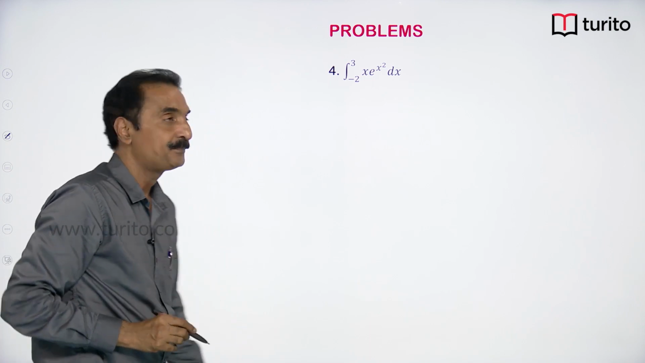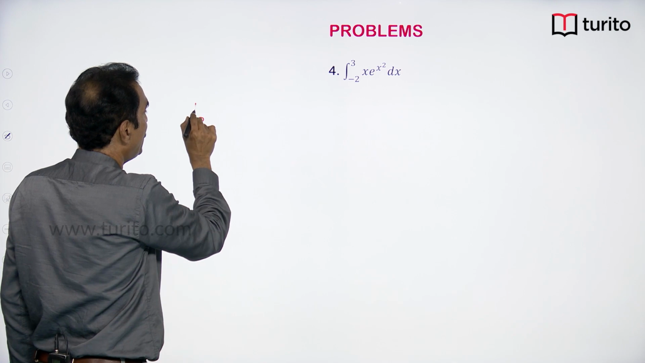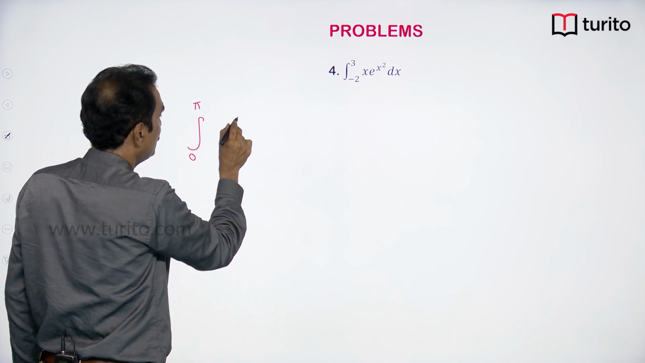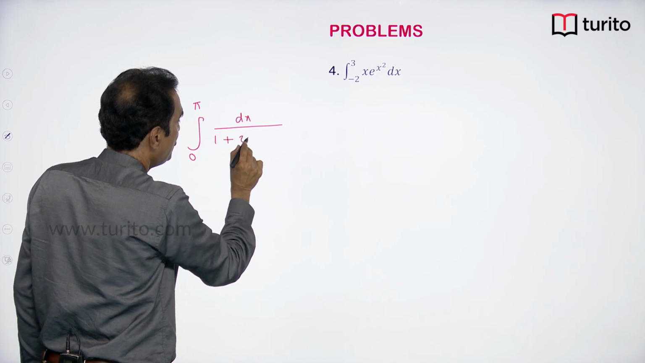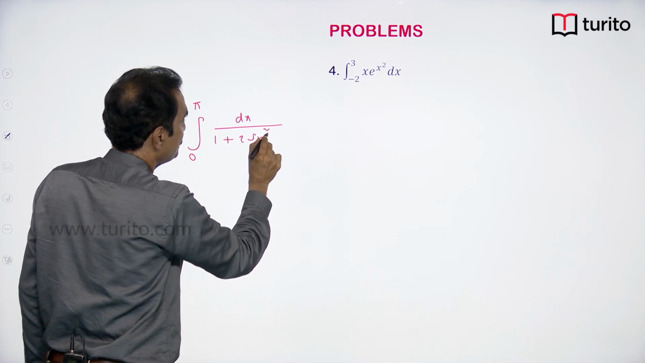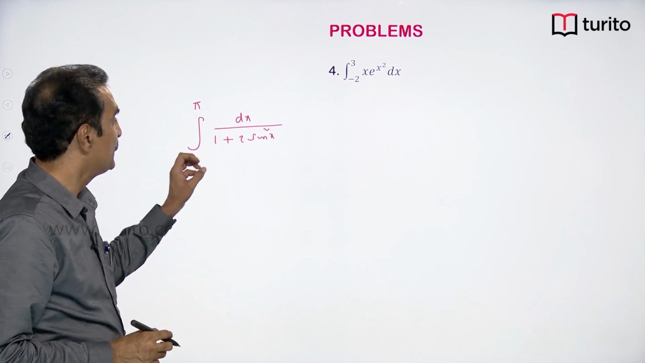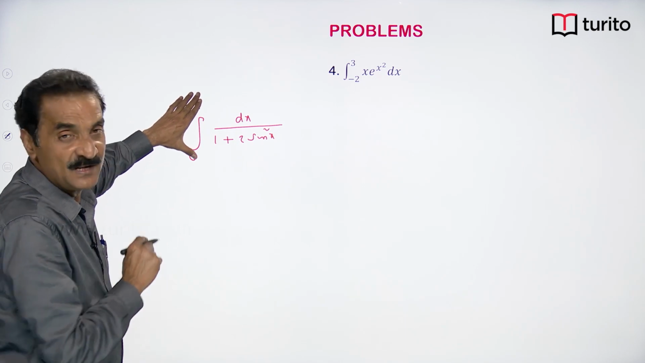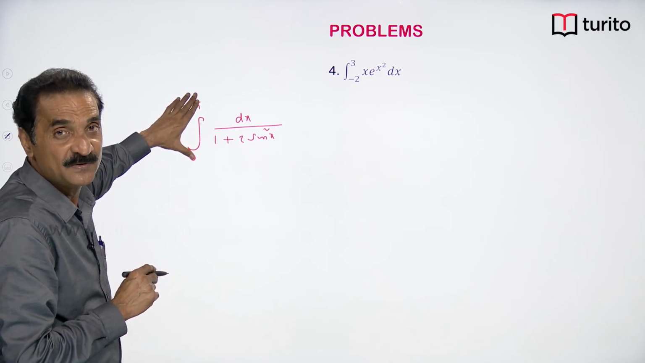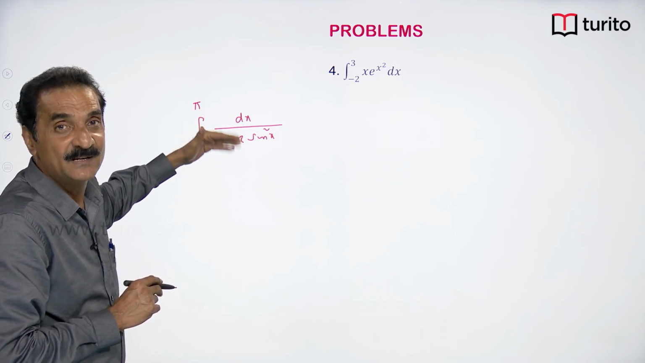I will take integral 0 to pi dx by 1 plus 2 sin square x. If you want to find this without limits, first you tell the method. When the integral is in the form of 1 by a plus b sin square x or 1 by a plus b cos square x, what is the method? We have to multiply and divide by secant square x.